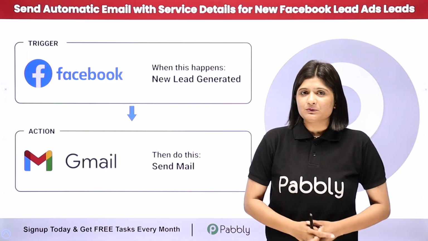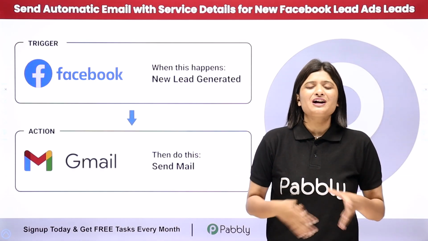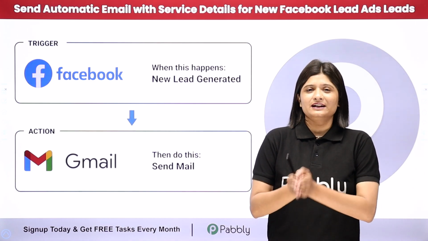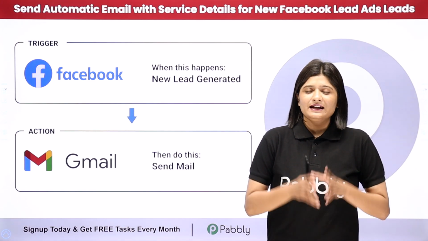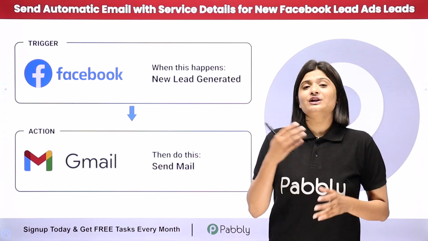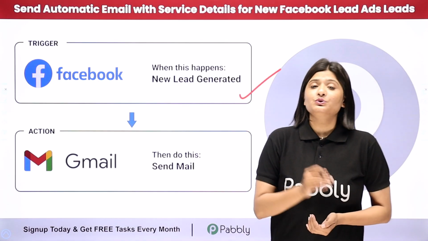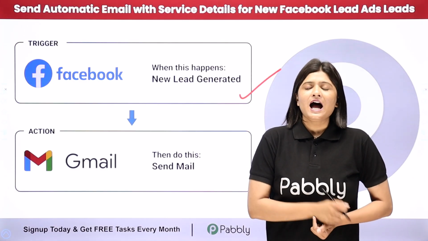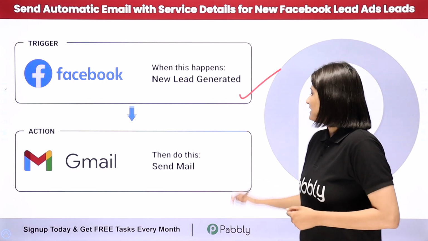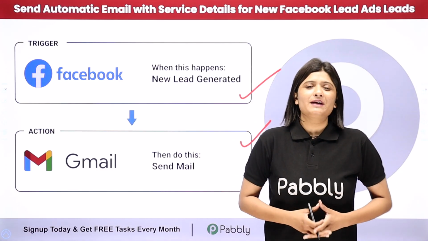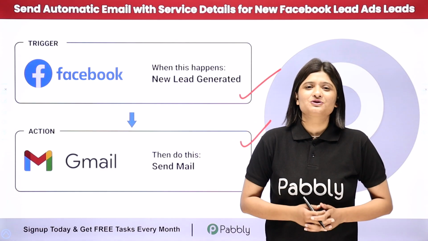Now doing this manually will consume a lot of my time, so I've completely automated this process and I'm going to use Pabbly Connect to create this automation. With the help of Pabbly Connect, I'm going to create this automation in such a manner that whenever I'm going to receive a new lead from this Facebook lead ads, I'm automatically going to send them the email which has all my service details. Now, if you want to learn the step-by-step process, then let me take you all to my screen.